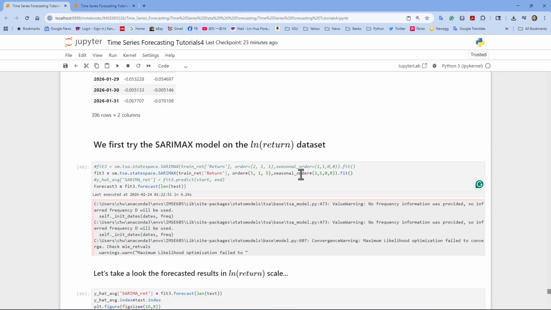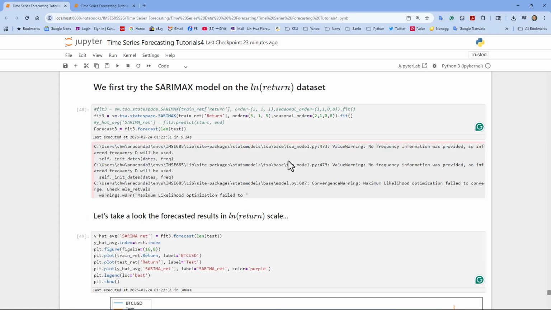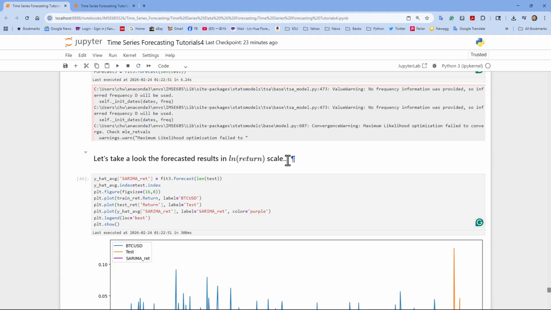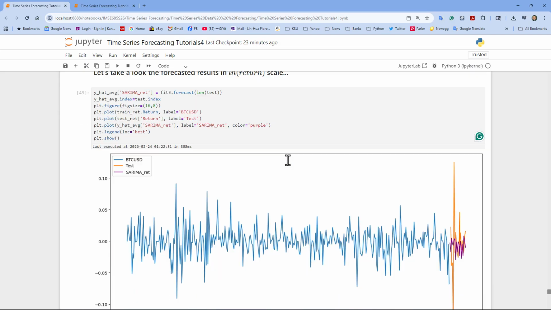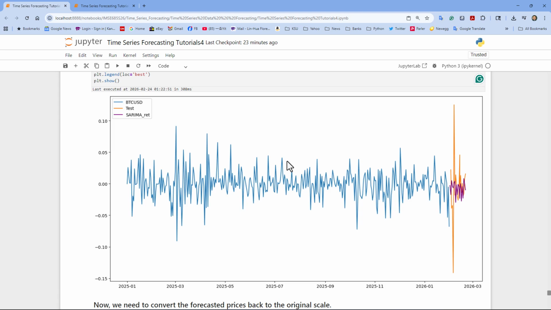The result. So now we look at the forecast result. These are the training data in blue. The orange data is the testing data we use to validate the model, and the purple line represents the forecast using the SARIMAX model. You see that it captured the ups and downs quite well, but the magnitude is not there.